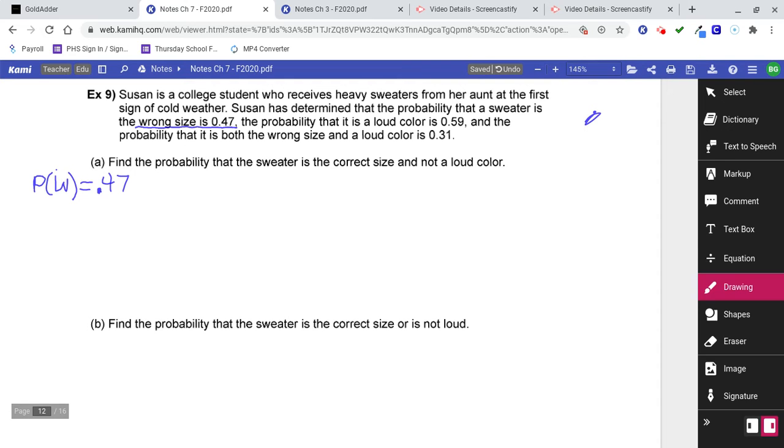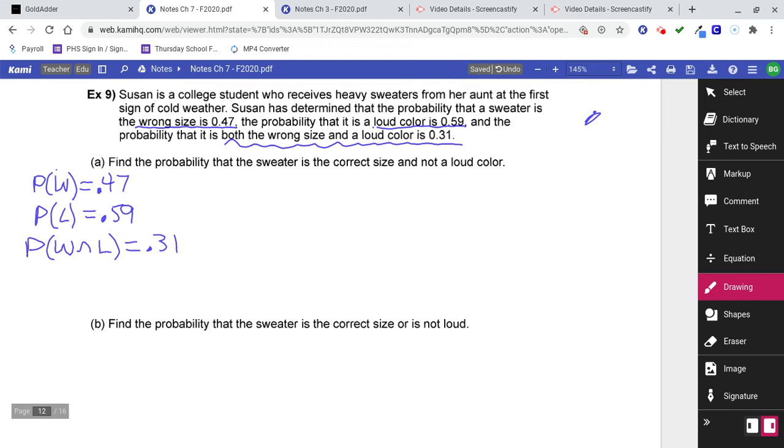And the probability that it's a loud color is 0.59. So I'm going to say probability, or PL for loud color, is 0.59. The probability that it's both wrong size and loud color, so probability of wrong and loud, is 0.31.